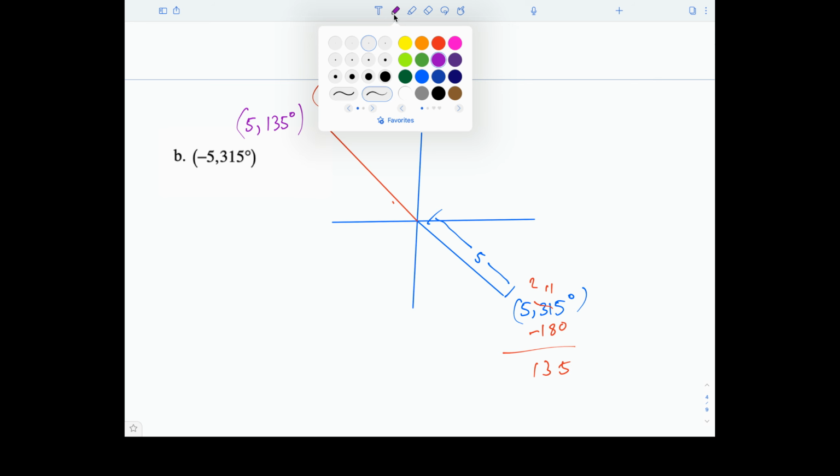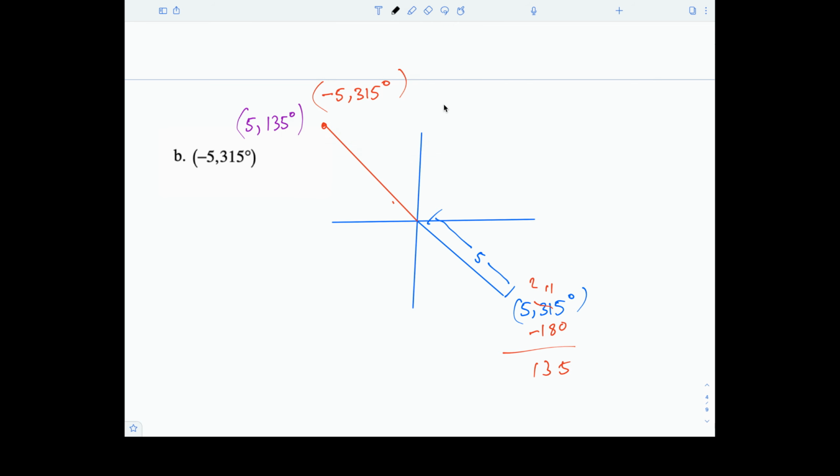But if they ask you to represent it other ways, there are tons of other ways you could do it. You could add 180 to 315. I could take 315 and add 180, and this would give me 495. So I could also say it's 5, 495, right? And that would mean the same thing. And you could start at 135 and subtract 360, and that would work as well. So lots of different ways to do that.